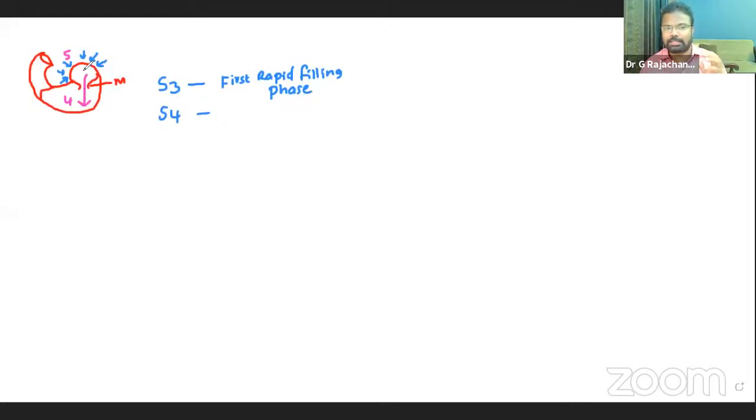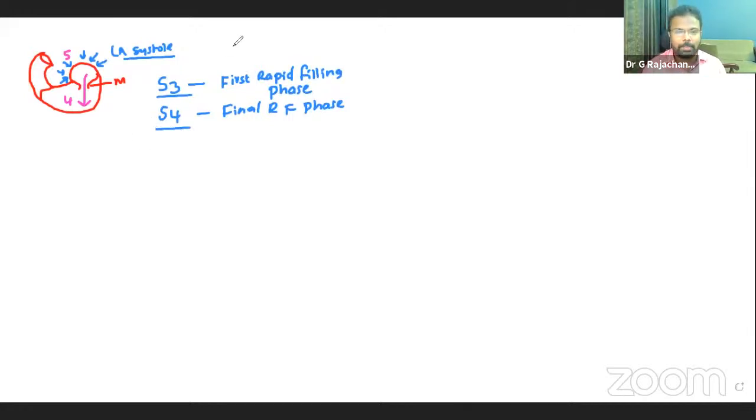The 20% of the blood that is remaining in the left atrium now moves into the left ventricle with a lot of force. Why is there a lot of force? Because it corresponds to left atrial systole. This is called the final rapid filling phase. Remember, this is the reason behind S3 and S4.